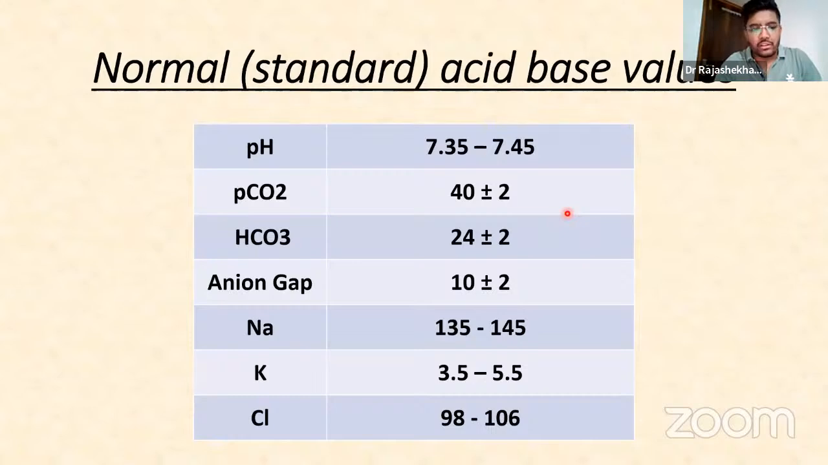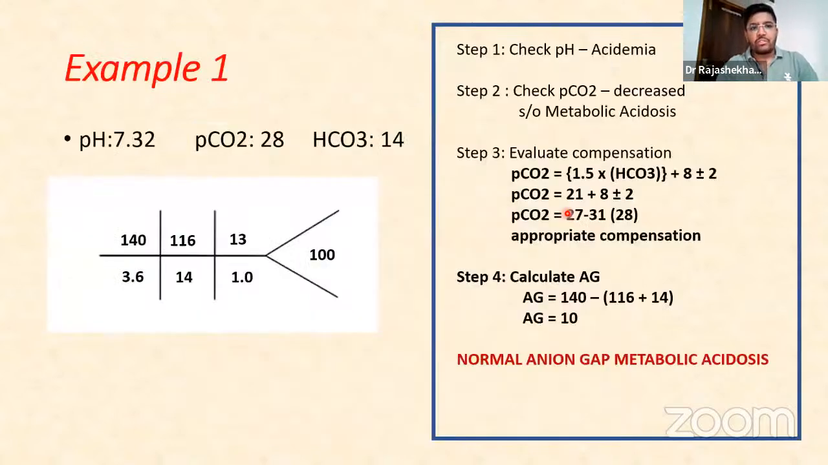So these are the basic normal values which are given. If you have any confusion, go through this. The first example is here: the pH is 7.32, the PCO2 is 28, and bicarbonate is 14, and sodium is 140, potassium is 3.6, chloride is 116, the bicarbonate is 14. So this bicarbonate is from ABG, this bicarbonate is from electrolytes report. Both are same, that means the report is valid. And the blood urea nitrogen is 13, and creatinine is 1, and blood sugar is 100.